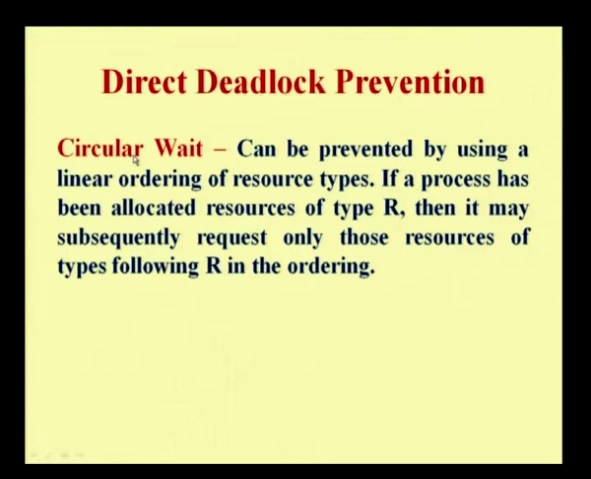Now let us go into direct deadlock prevention. The type for direct deadlock prevention is circular wait. As far as circular wait is concerned, again let me read out. Circular wait can be prevented by using a linear ordering of resource types. If a process has been allocated a resource of type R, then it may subsequently request only those resources of types following R in the ordering.